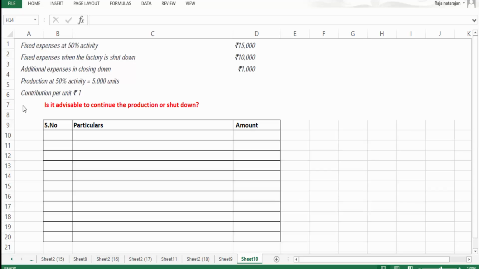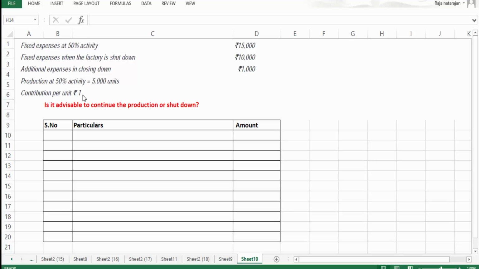Let's take this simple case study to understand whether we should continue the production or shut down. We are given some 3 or 4 pieces of information. Fixed expenses at 50% activity: 15,000. Fixed expenses when the factory is shut down: 10,000. Additional expenses in closing down the factory: 1,000. Production at 50% activity is equal to 5,000 units, and each unit will give a contribution of 1 per unit.